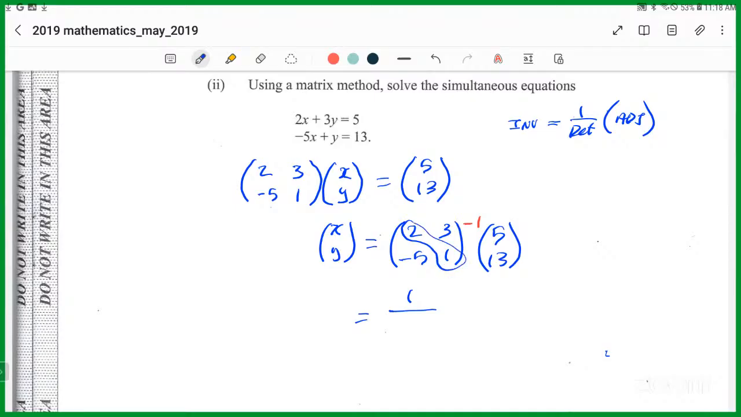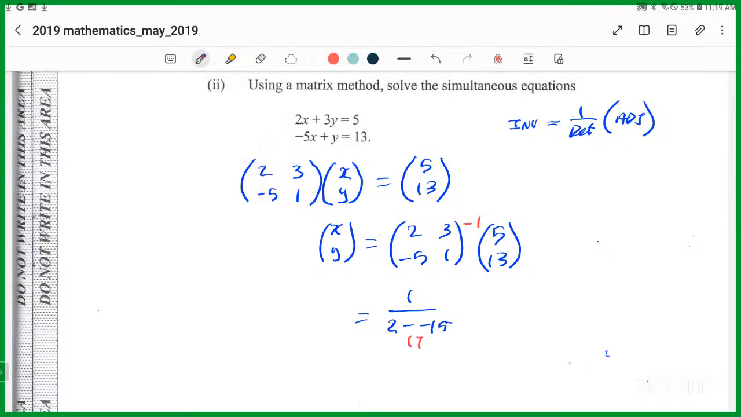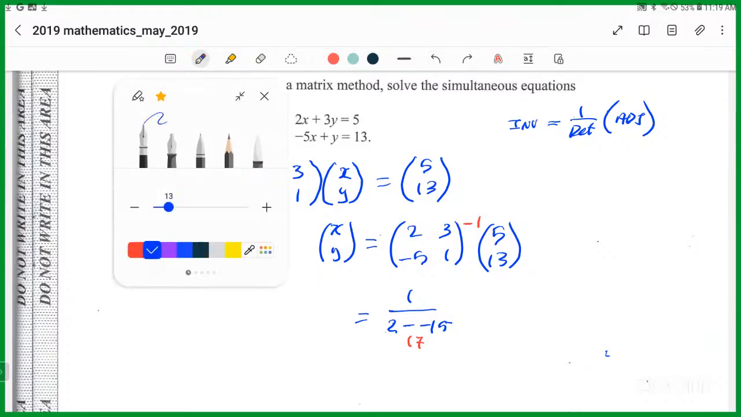Determinant is the first diagonal product minus the second diagonal product. The first diagonal product is 2 times 1, which is 2. Minus the second diagonal product is 3 times negative 5. That's a negative 15. So this minus minus here becomes a plus, and it will be 2 plus 15, which is 17. Let's write the determinant in red. So 17 is the determinant under here. Then you have to multiply that now by the adjoint matrix.